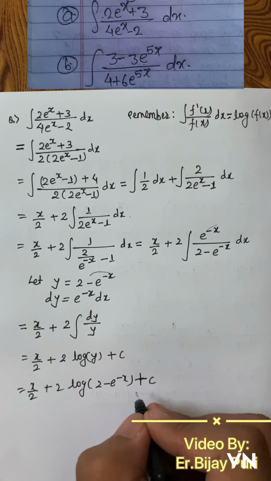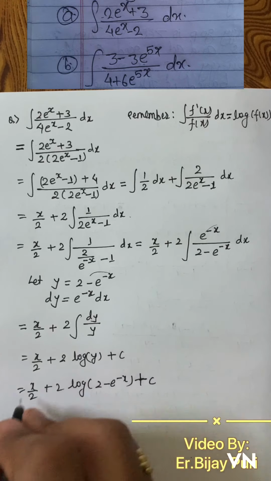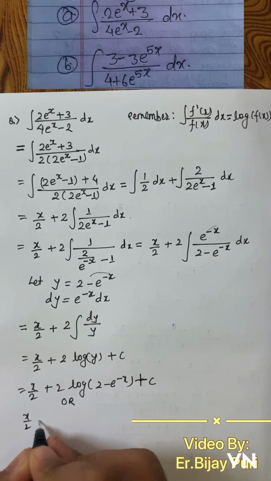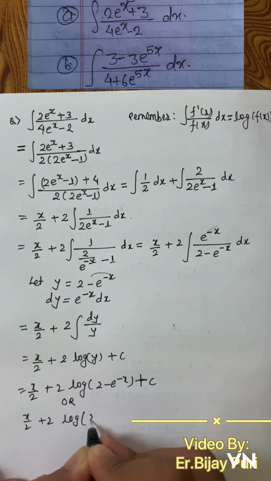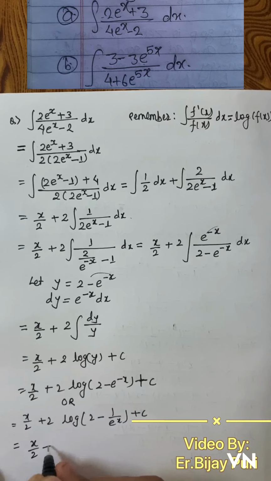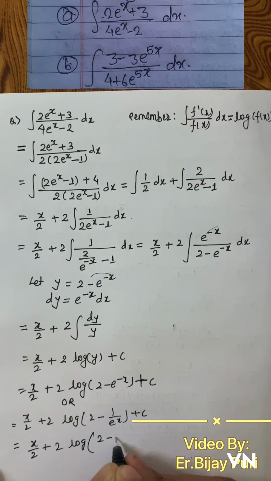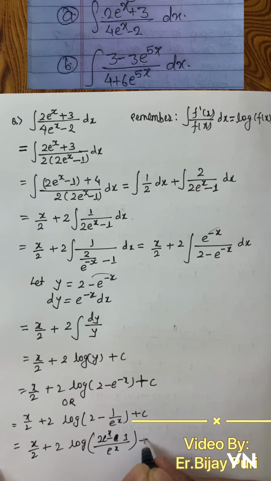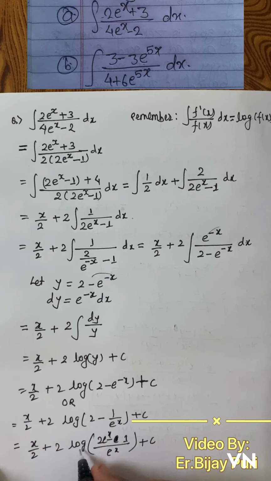There are no options posted by Kavi Joshi in this question, but you can arrange these answers in another form as well. That is, x by 2 plus 2 log (2 minus 1 by e to the power x) plus c, or x by 2 plus 2 log ((2 e to the power x minus 1) by e to the power x) plus c. Also you can arrange this, yes, this is in the form of log a by b, so log a minus log b as well. So this is the answer of another question that has been stuck in our group and got no solutions in these 4 or 5 days.